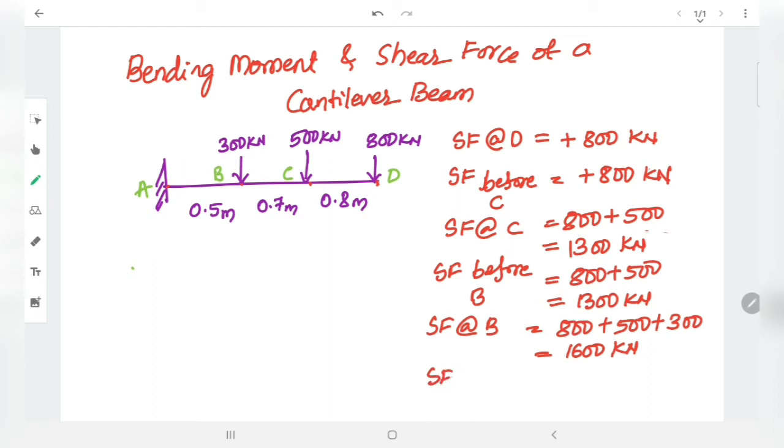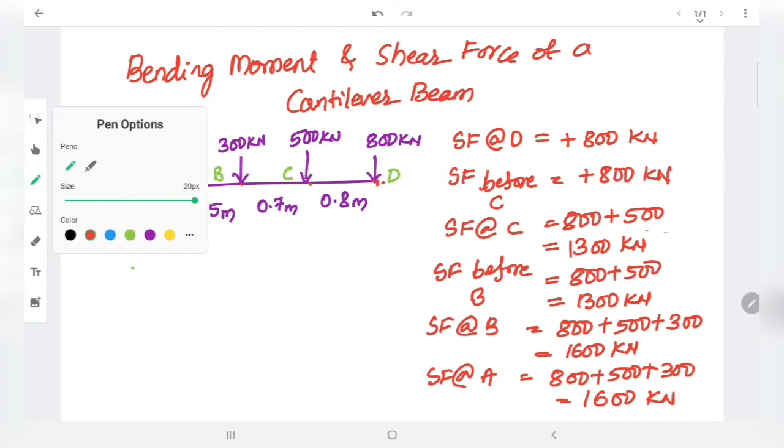Now shear force before B and before A and at A will be the same. So that's why I will be taking shear force at A: these three forces will occur at point A, that is equal to 800 plus 500 plus 300, which is equal to 1600 kilonewton. All are with the positive sign convention.